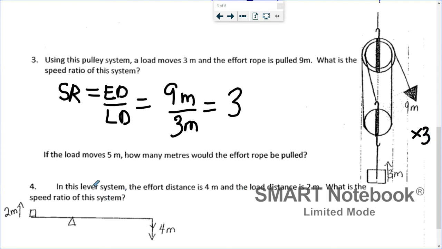the distance. So if we had this extra question here, instead of moving 3 meters, what if the load moves 5 meters? How much would the effort move? Well, it's always 3 times, so 5 times 3 is 15. So the effort rope would move 3 times 5 meters, which is 15 meters.